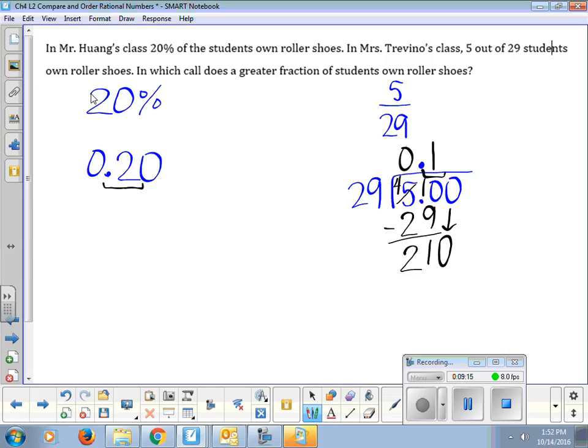Yeah, because we already know which class is bigger. Obviously, Mr. Hong's class of 20%. If he only has 0.1 something, that's going to be less than 0.2. So right off the bat, we know that in Mr. Hong's class, I have the greater fraction.